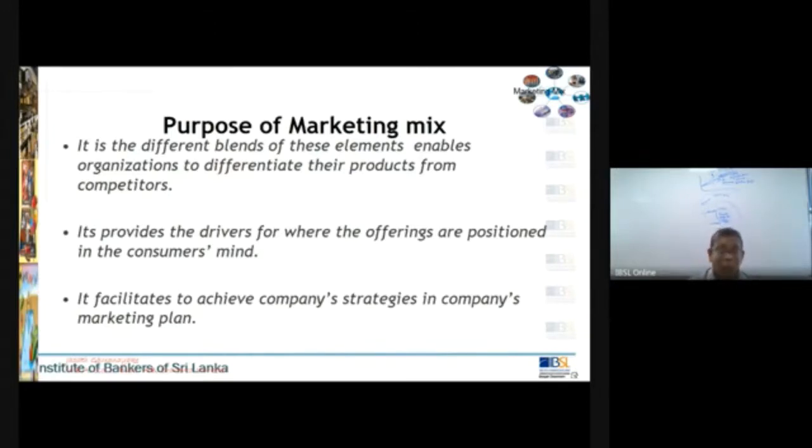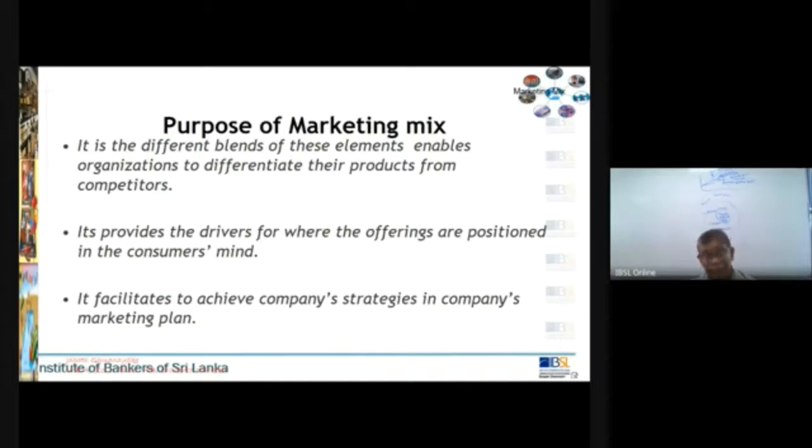That means how you price the product, how you promote the product, how you develop the product, and so on, right? Okay. Next, it provides the drivers for where the offering is positioned in the consumer's mind. Marketing mix facilitates positioning your product in the consumer's mindset, right?